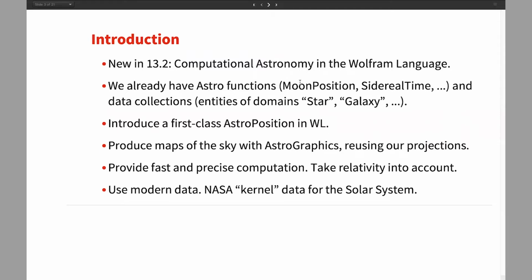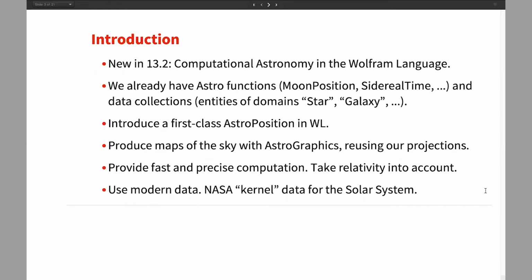Functionality introduced by Jeff over the years, like things like MoonPosition, SiderealTime, etc. Also, we have large collections of data objects in the domains of stars, galaxies, etc. But we want to do something that is a first-class citizen in Wolfram Language rather than being Wolfram Alpha based. So AstroPosition will be the main player. AstroPosition packs an enormous amount of information about the solar system and beyond. And we will produce maps of the sky with AstroGraphics, again, reusing very much of the Geo framework.